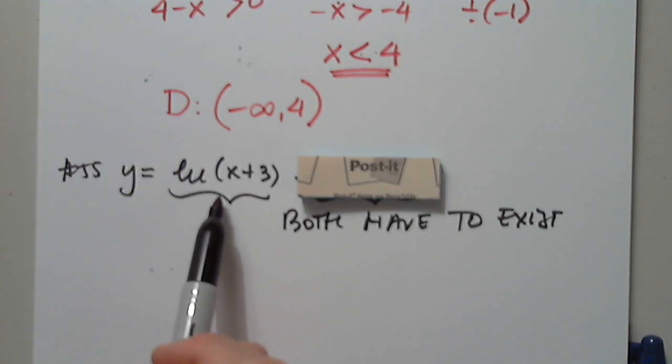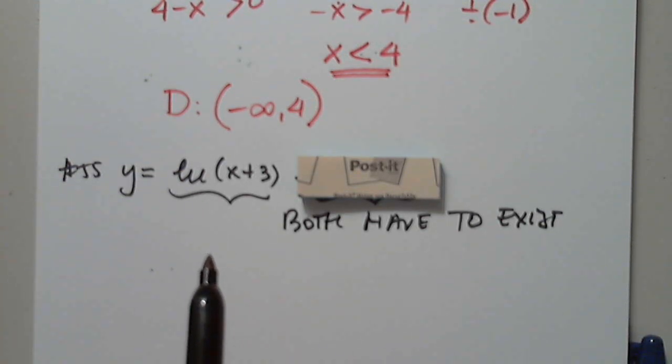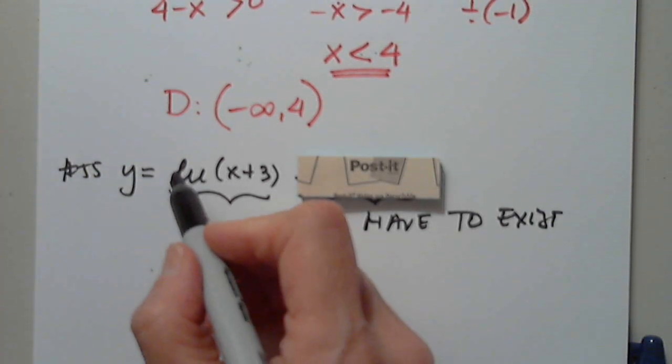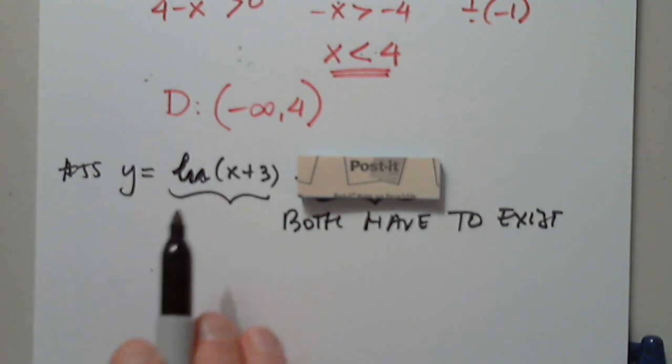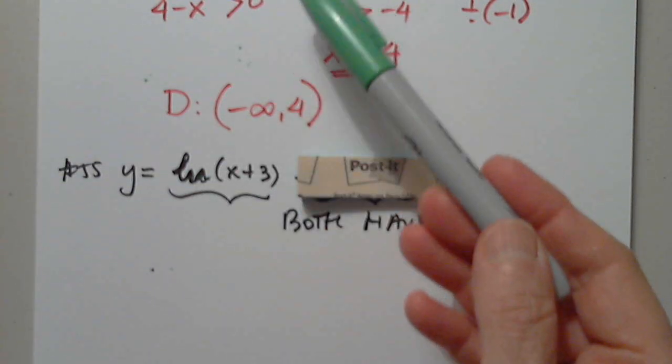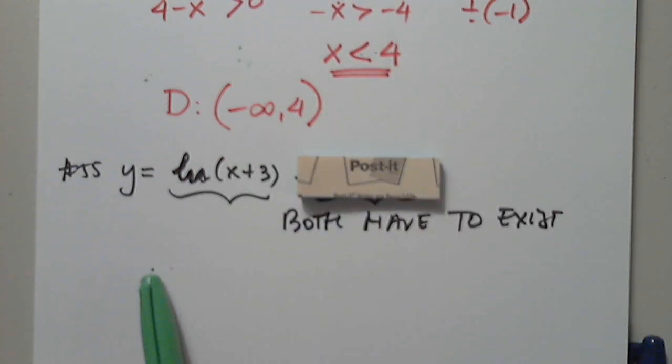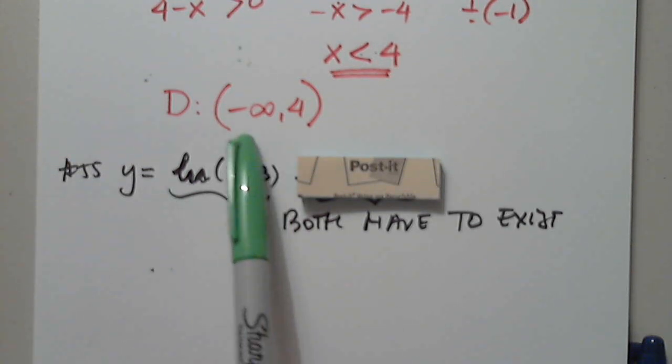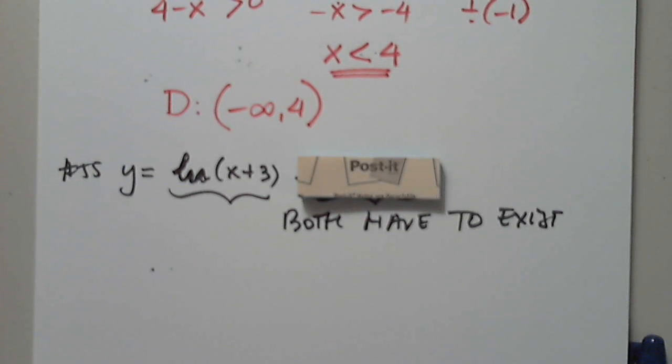What condition or restriction has to happen? Okay, I'm sorry, this is ln. What has to happen for this function to exist? And I'm going to write it here, and then we'll move on to the second one. But for the first one to exist, what has to happen? It's absolutely the same situation. So what do I have to write? For this log to exist, x plus 3 must be greater than 0.